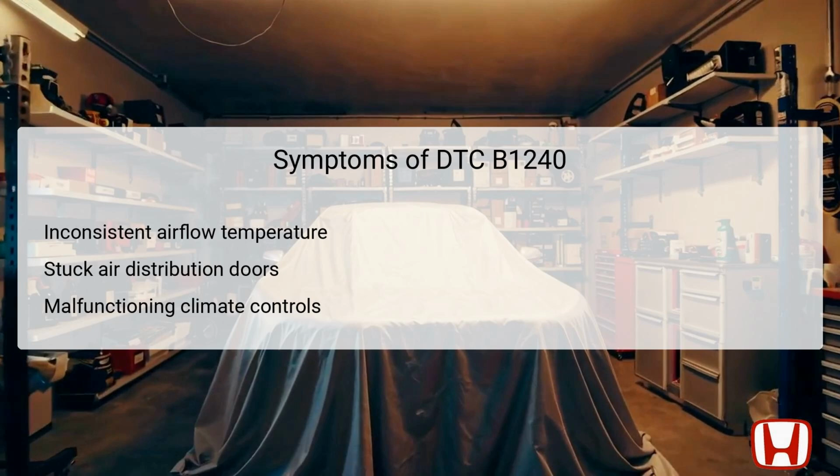Additionally, the air distribution doors could become stuck, effectively creating a situation where air is not directed where it's needed, leading to discomfort. The climate controls on the dashboard may also become unresponsive or exhibit erratic behavior. If the climate control panel displays error codes like BB3 or 4B, these also signal relevant issues that require immediate attention and troubleshooting. Thus, being aware of these symptoms is essential for early diagnosis and subsequent repair.